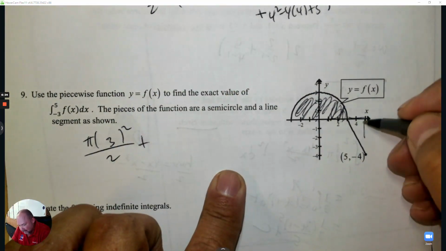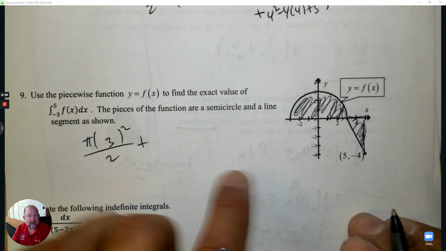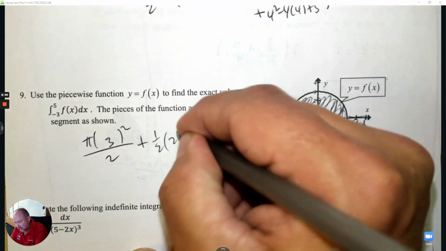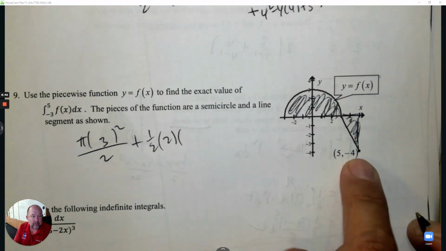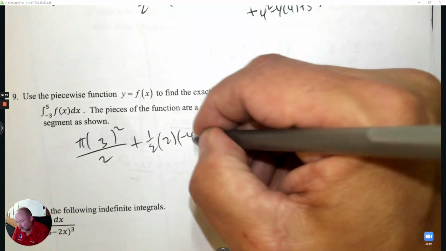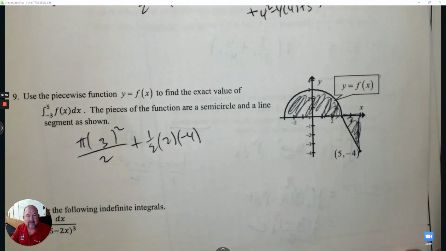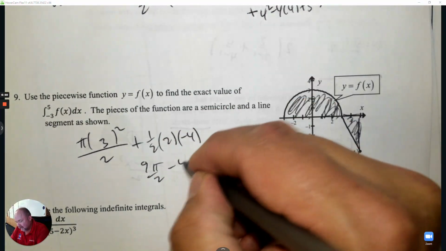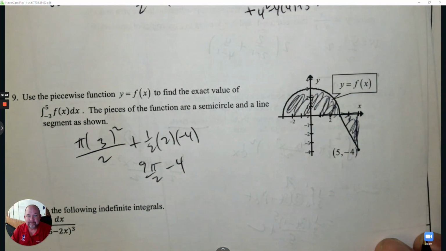This is a triangle. It's also important to know this is negative because it's below the axes. So it's half the base times. Now if you write the height as -4, then it's already negative and it's all set, and that's a great answer. You could also write the answer as 9 pi over 2. Take away 4, same answer.